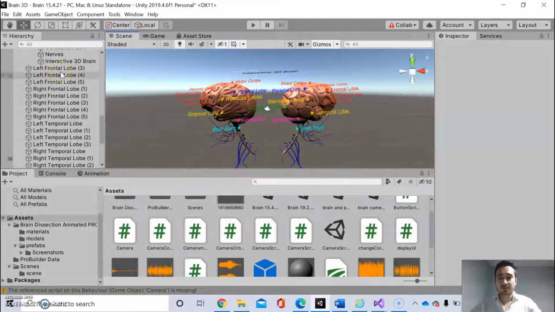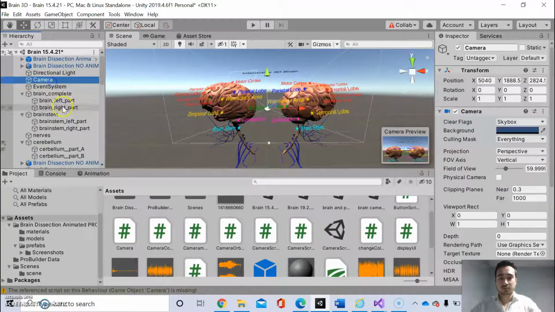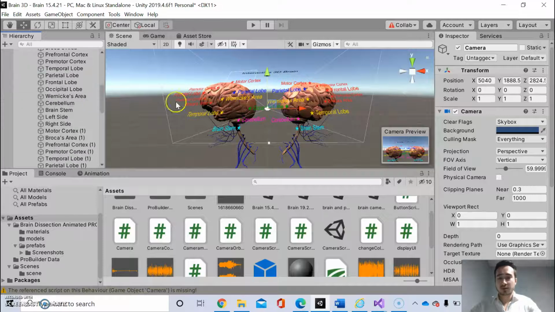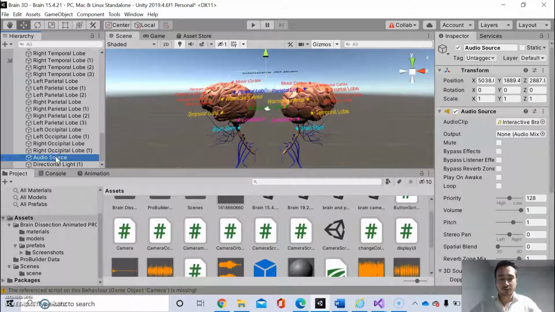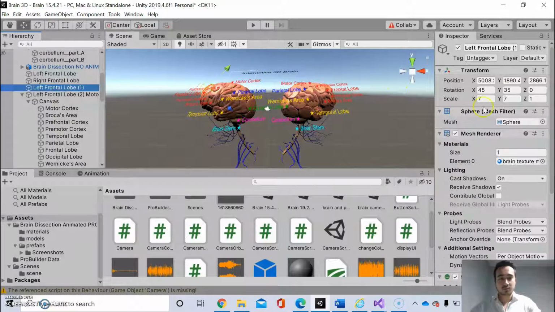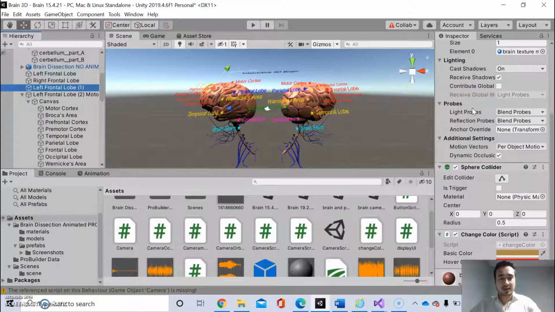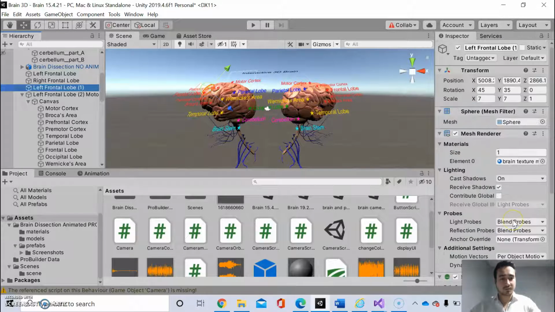The Hierarchy tab shows off all the assets present in the scene, such as the camera, the brain parts, and the audio source. The Inspector tab allows parameters to be adjusted, such as position, color, and text.